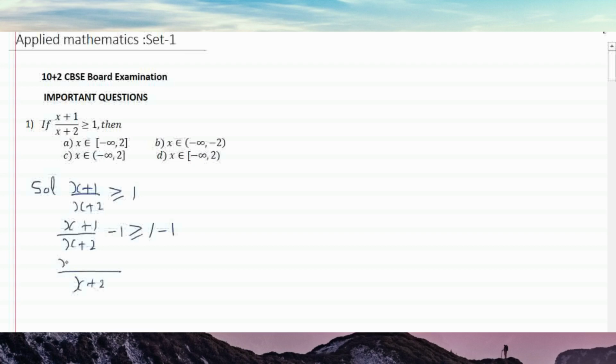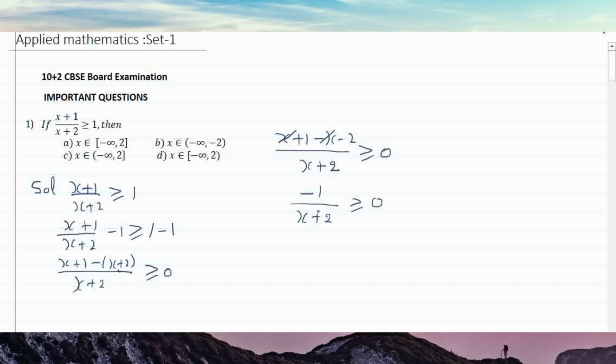This is x plus 2. Here we are getting (x plus 1) minus (x plus 2). You can take x plus 2 as an LCM, and on the right we are getting 0. If you simplify it further, children, we are getting (x plus 1 minus x minus 2) upon (x plus 2), and here we have the inequality greater than or equal to 0. You just cancel this with this. We are getting minus 1 upon (x plus 2) greater than or equal to 0.